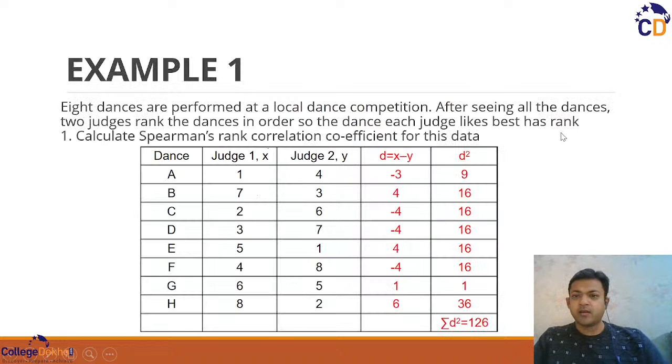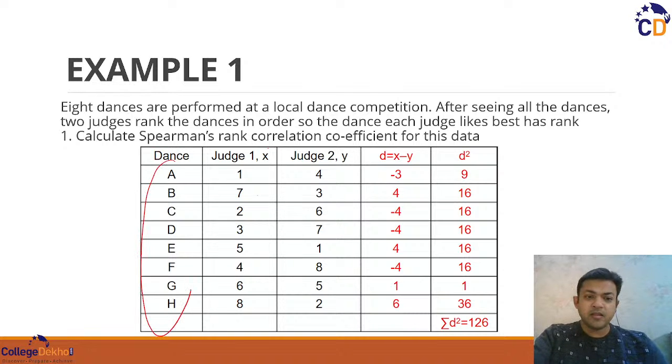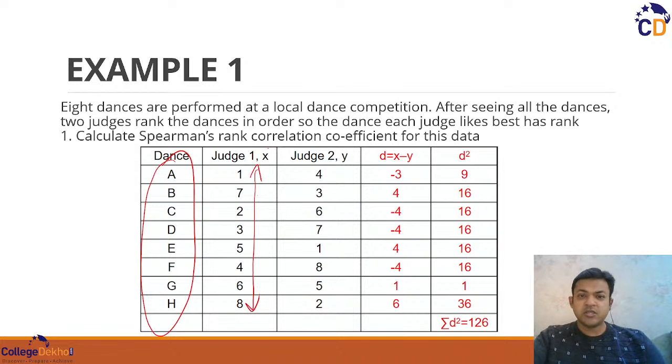Let us take another look at it, a quick summary. So according to the table given to us, there are 8 dancers available to us. For these 8 dancers named A to H, Judge 1 gives them these ranks, Judge 2 provides them these ranks. The difference between the ranks is denoted by small d, that is x negative y. So we simply subtract 1 minus 4, negative 3, 7 minus 3 gives us 4, 2 negative 6 gives me minus 4, and so on and so forth.